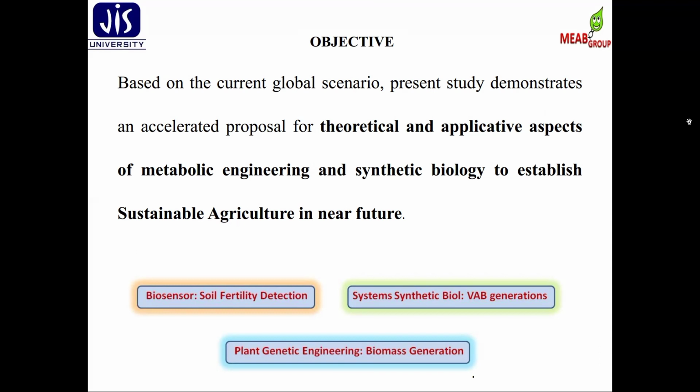Number one is the biosensor that will allow us to understand and comprehend soil fertility detection. Secondly, synthetic systems biology that will allow the development of value-added products or biomolecule generation. Finally, plant genetic engineering which will allow biomass generation in the crop under different stress environments.